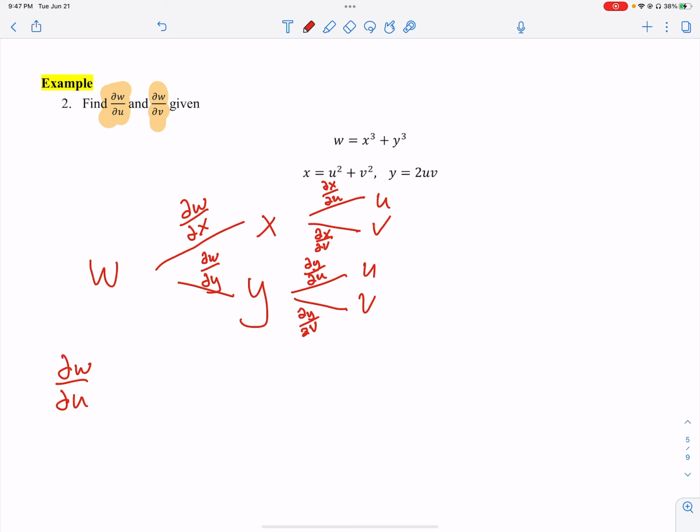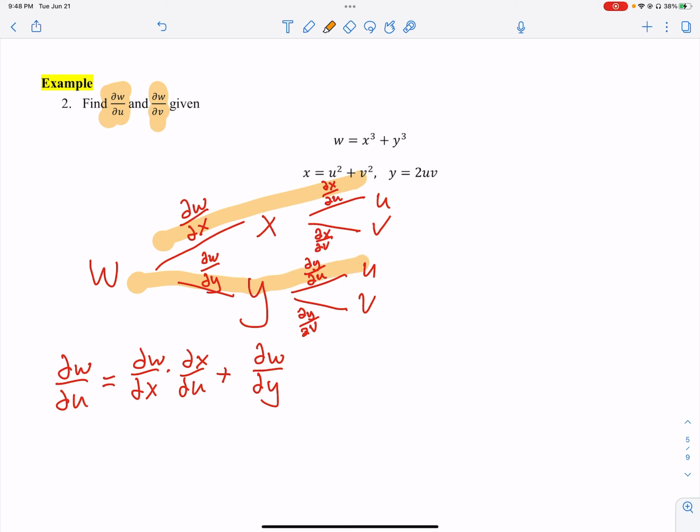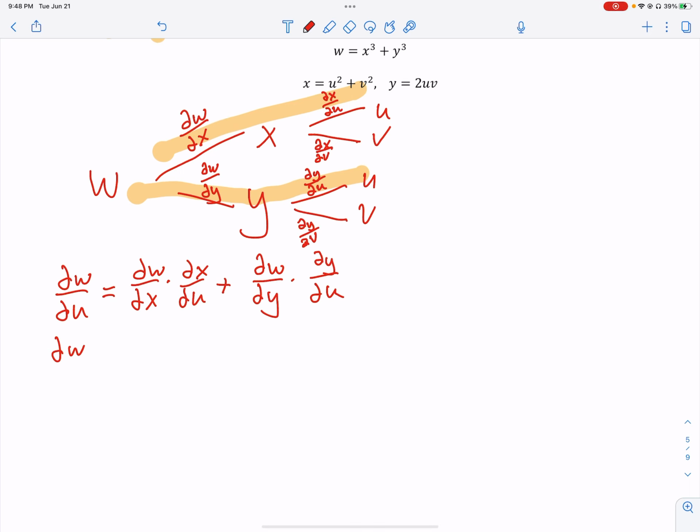So dw, partial of w with respect to u, we'll do that one first. And we just follow the route of getting to our u's here. We have two different things that we're going to add together. So I have the partial of w with respect to x times, and then I go to the u one, partial of x with respect to u, plus the partial of w with respect to y. This is the other branch, so we went this way, and then this one goes here and then there. All right, we have two paths times the partial of y with respect to u. There are no v's in this one. If I wanted v's, I'd have the partial of w with respect to v, and I'd follow those paths.